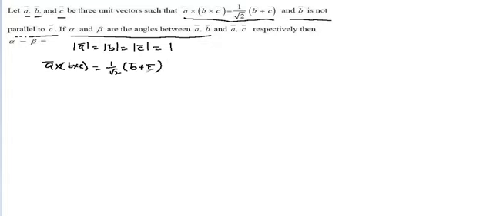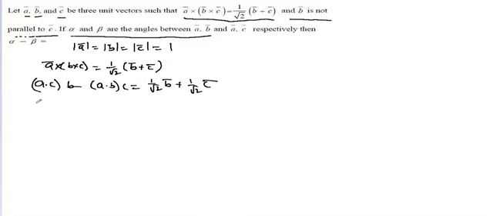Here it is given A, B, C are 3 unit vectors. That means mod A bar is equal to mod B bar is equal to mod C bar is equal to 1. And the given condition is A bar cross B bar cross C bar is equal to 1 by root 2 into B bar plus C bar. A cross B cross C means A dot C into B minus A dot B into C, that is equal to 1 by root 2 into B bar plus 1 by root 2 into C bar.